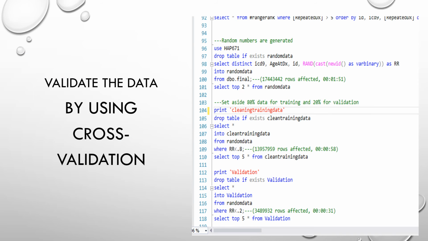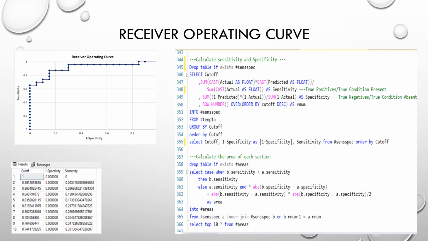By using a technique called cross-validation to train the model, I will acquire a training set of data and a validation set of data from the data model. By using 80% of the data for training and 20% for validation, here is the slide with the SQL code. This slide shows the SQL code to calculate the sensitivity and specificity to graph a receiver operator curve. This will give us the predicted accuracy of our model.